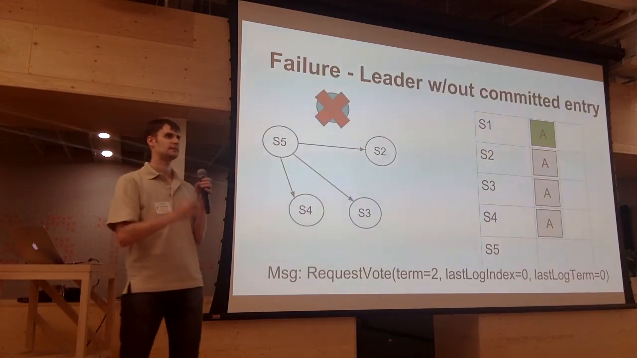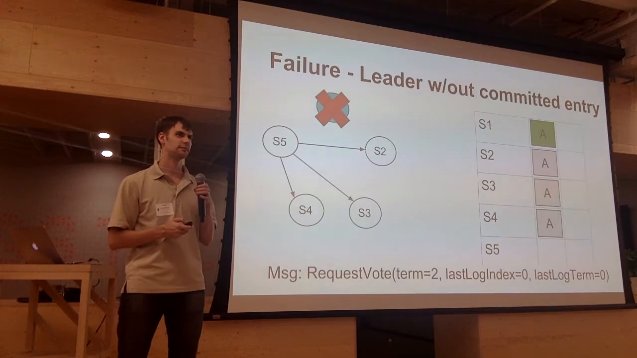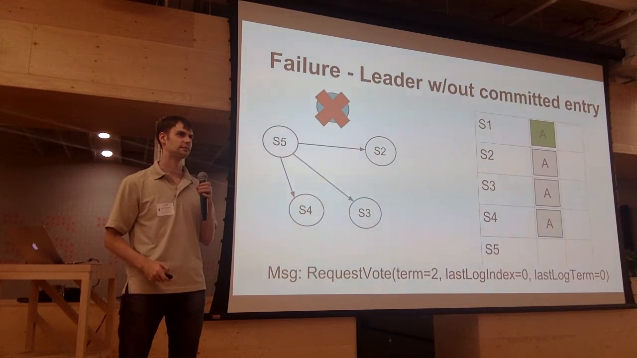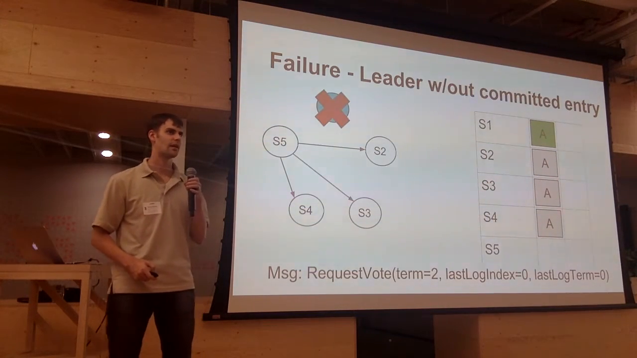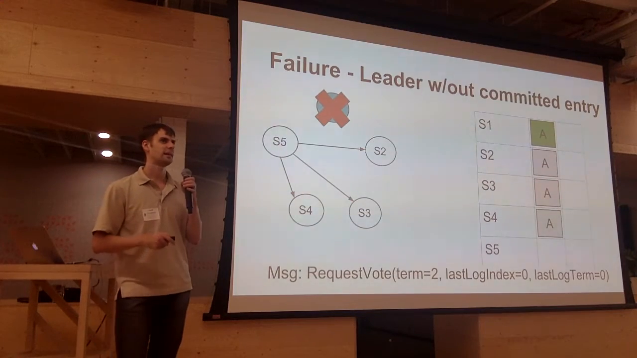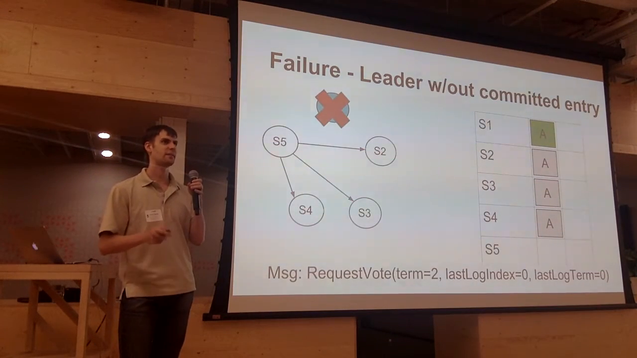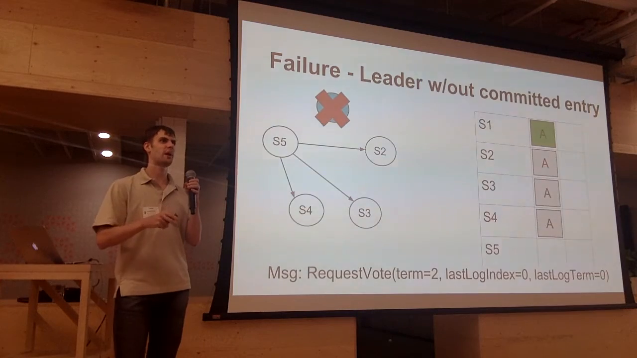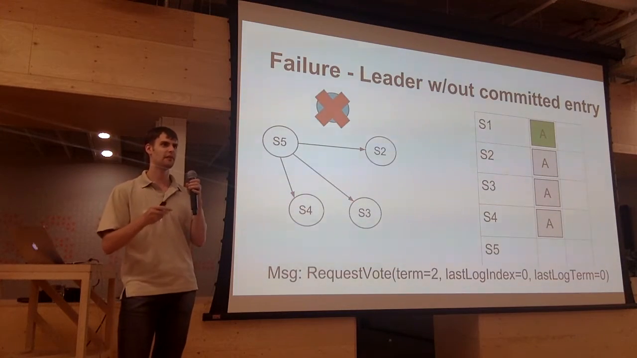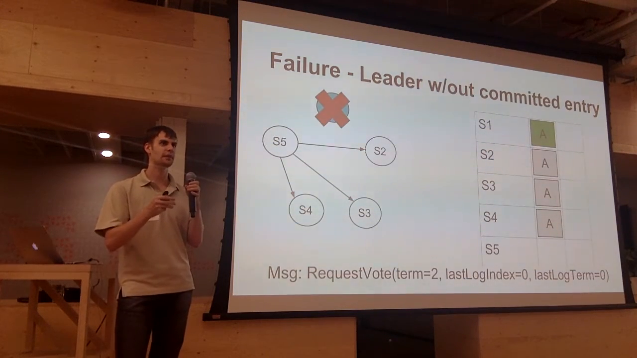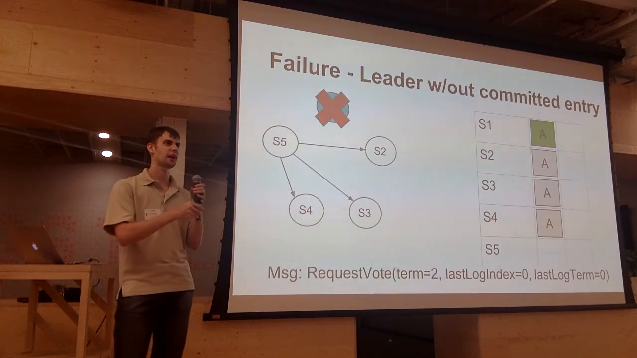Oh, sorry, question. In the last case, won't server 2, 3, and 4 vote for themselves first before voting for anyone else? Won't they vote for themselves first? Yes, but it depends on when they time out. This is part of why you have a randomized timeout of when you haven't heard from the leader in a while, because one of them should time out first.